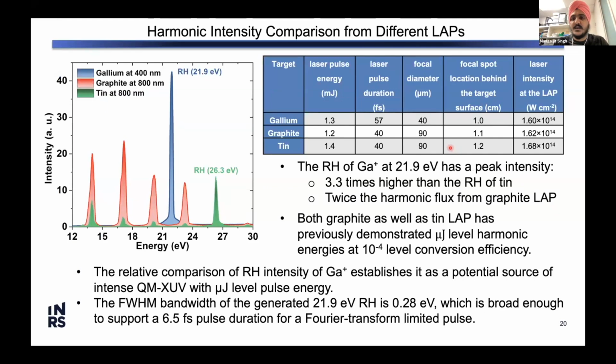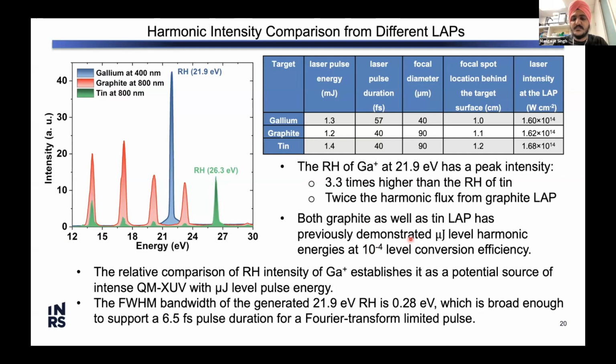And then we compare the intensity of the resonant harmonic from gallium with some of the previously known targets, which are known to generate intense harmonics. For example, the previously studied tin resonant harmonic, which is at 26.3 eV, is known to generate intense microjoule-level harmonic energy. When we compare tin with the resonant harmonic of gallium, this resonance is about 3 times higher than the tin. That means we can easily generate about 3 to 4 microjoules of pulse energy at a 10 to the power minus 4 level conversion efficiency.